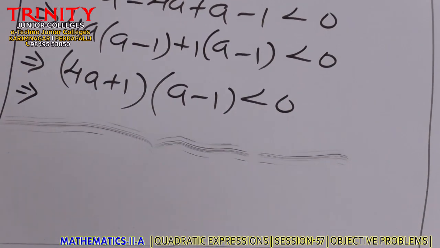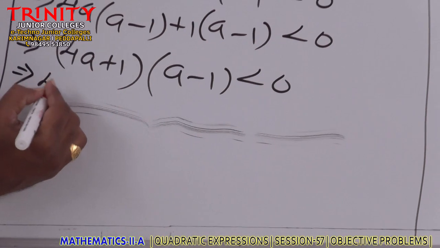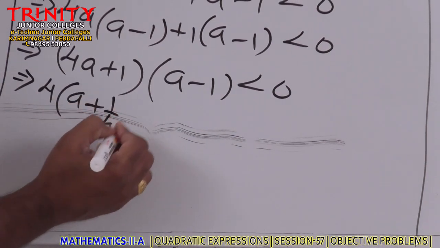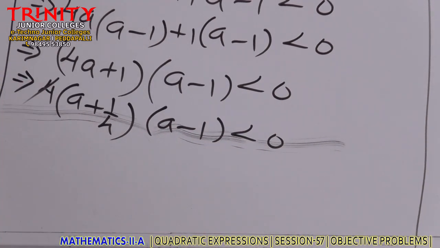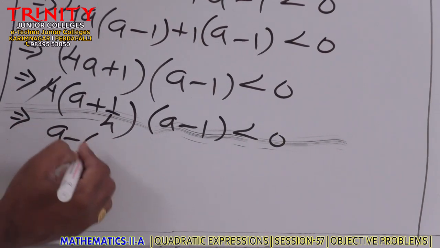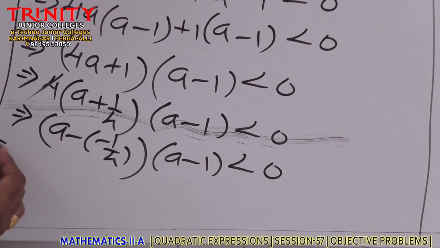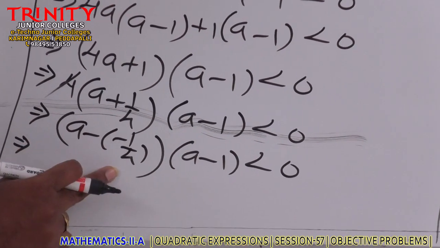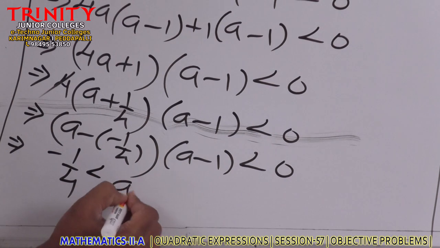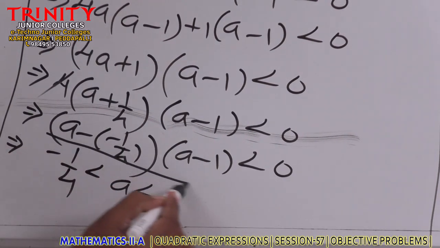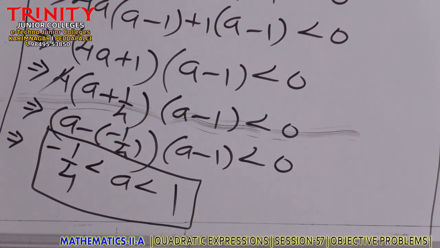Always the expression should be in the form of x minus alpha into x minus beta. That's why we are taking 4 as common here. It becomes a plus 1 by 4 into a minus 1 is less than 0. Then this 4 gets cancelled. We can write a minus of minus 1 by 4 into a minus 1 is less than 0. Therefore, it is in the form of x minus alpha into x minus beta. Then minus 1 by 4 is less than a is less than 1. In this case, this is the value of a. a lies in between minus 1 by 4 to 1.